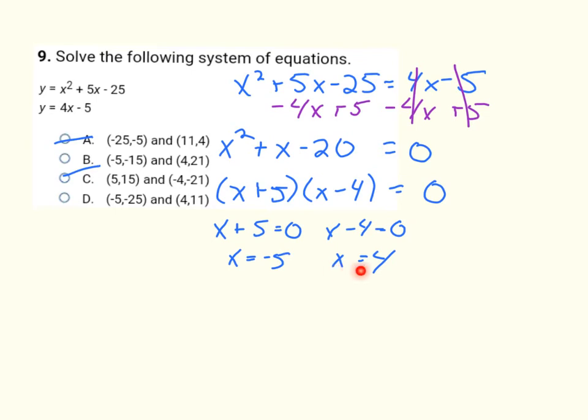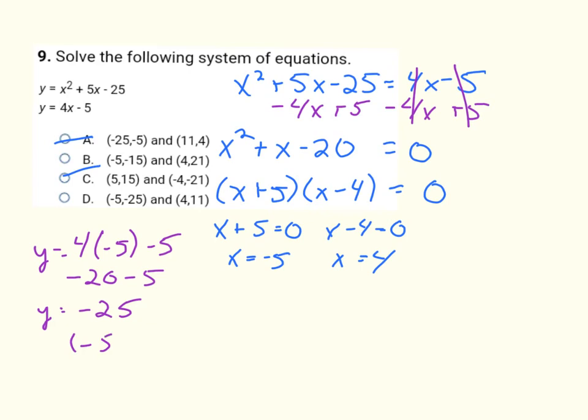So I'm going to have to substitute in these values of x for y. And I can pick either one of these. I'm going to pick the linear one because it doesn't have an x squared. So I'm going to have y equals 4x minus 5, but instead of x, I'm going to do a negative 5. 4 times negative 5 is negative 20 minus 5. And negative 20 minus 5 is negative 25. So y equals negative 25 when x is negative 5. So that means my coordinate is (-5, -25), which is only in D. So that should be my answer.